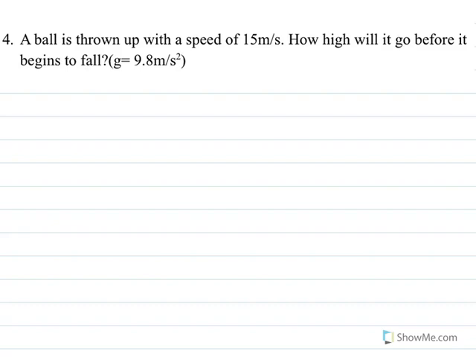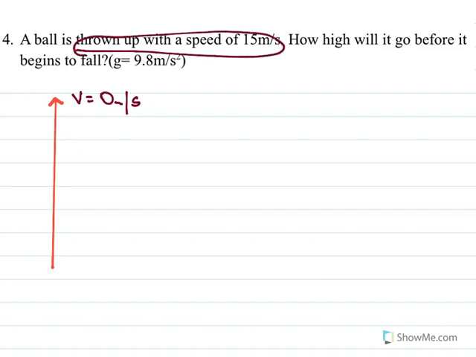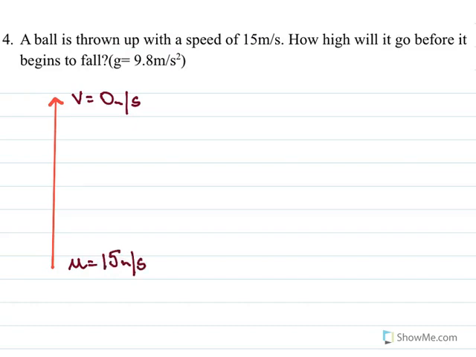A ball is thrown up with a speed of 15 meters per second. How high will it go before it begins to fall? So here we have a ball which is thrown upwards. So this is upwards. If it's thrown upwards, which means V, final velocity, will be 0 meter per second. And they said it is thrown with a speed of 15 meter per second. So initial velocity is 15 meter per second. Now this body is moving upwards, and as it is moving upwards, the acceleration will be negative because there will be a retardation. So G will be negative.